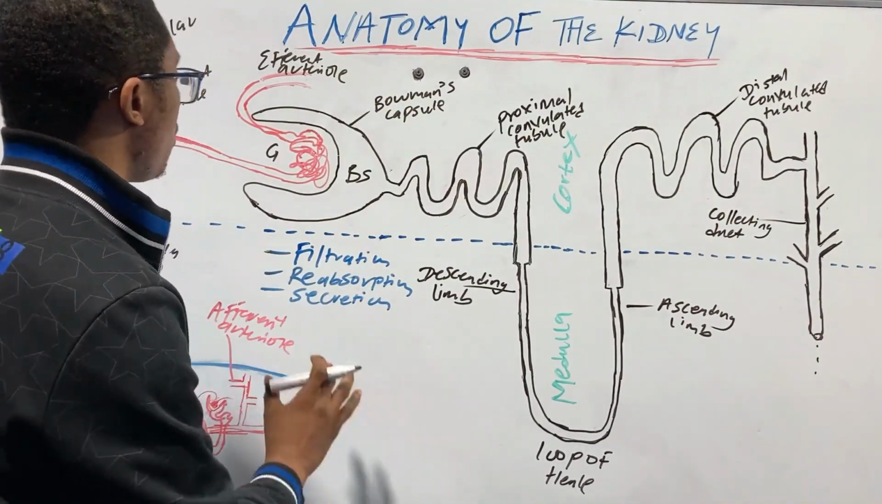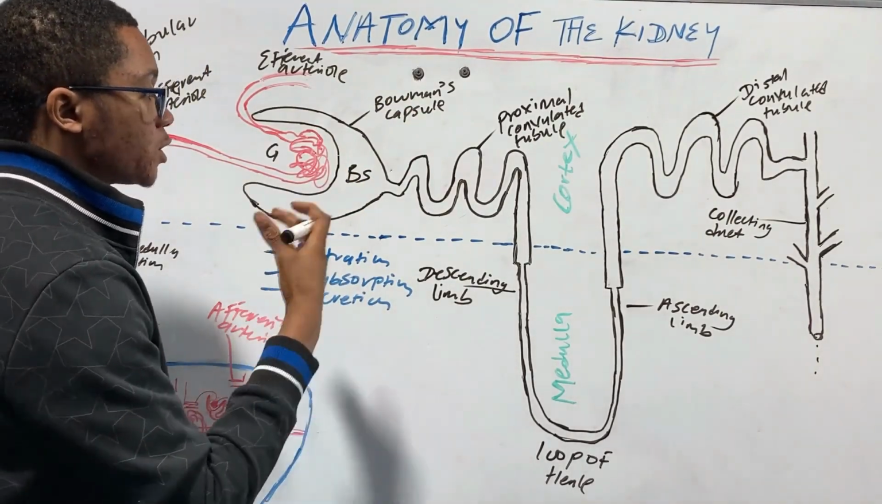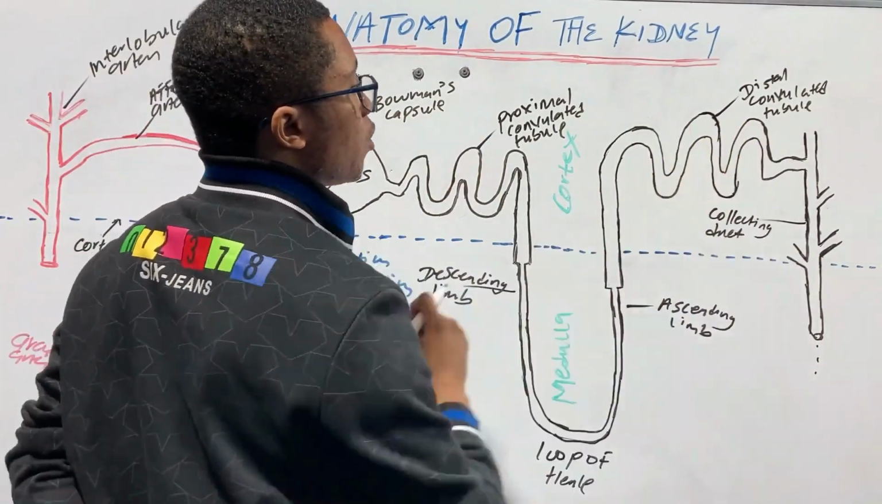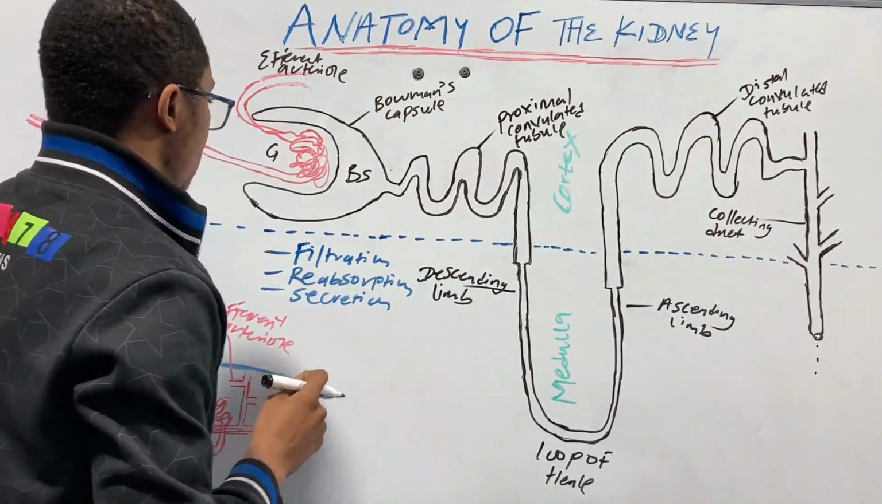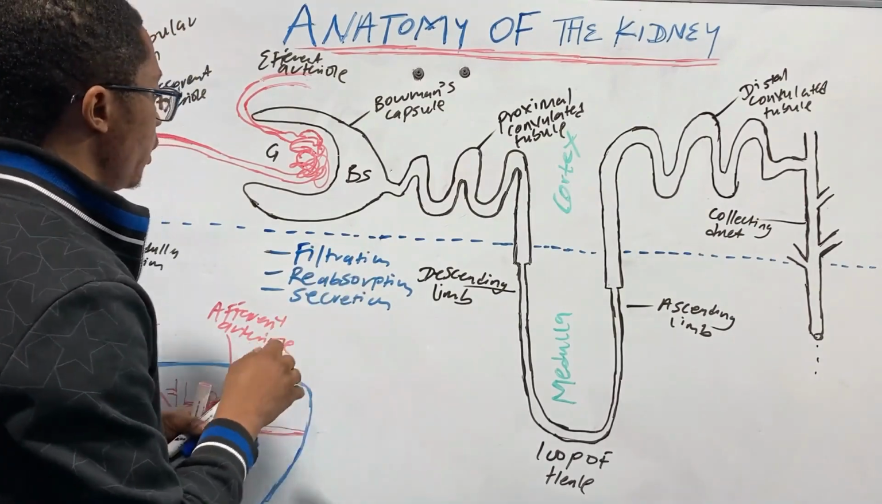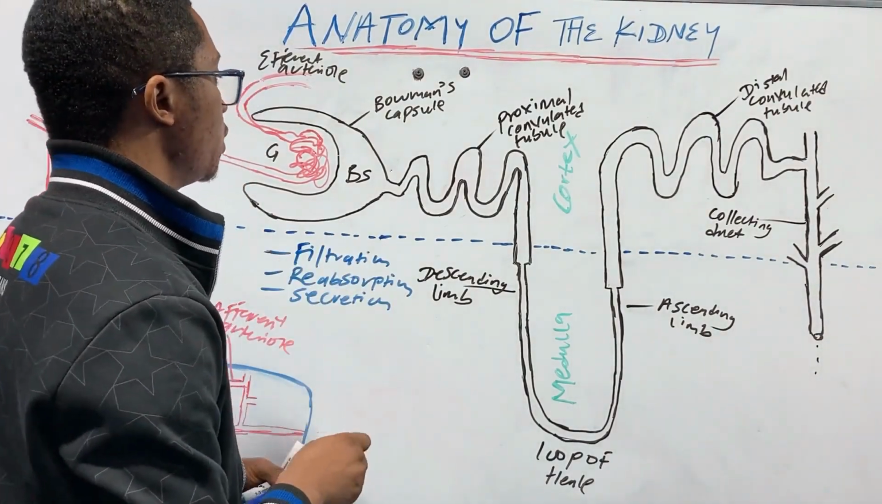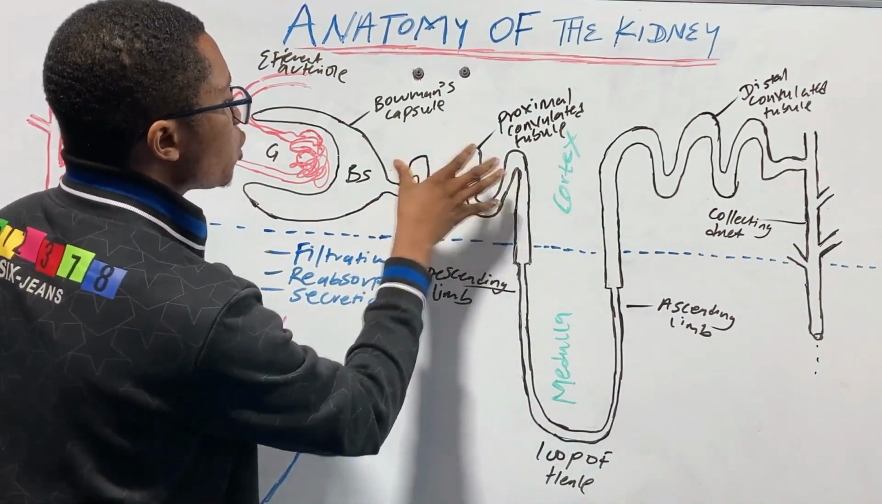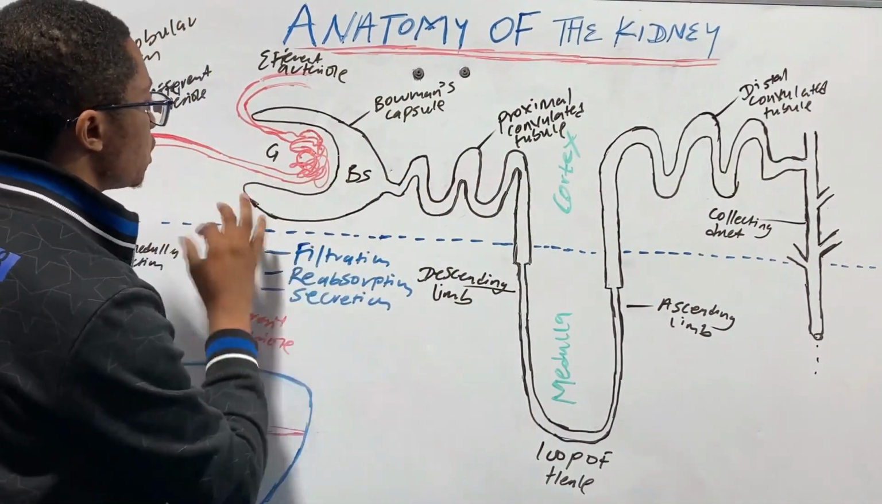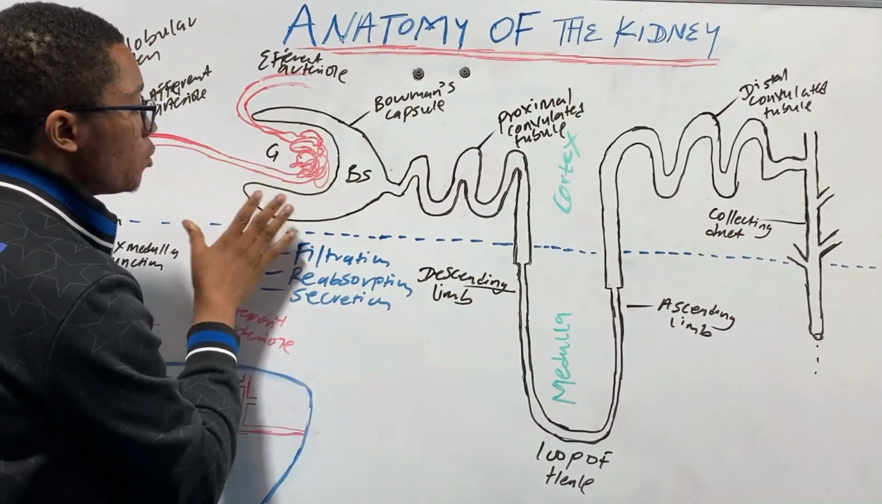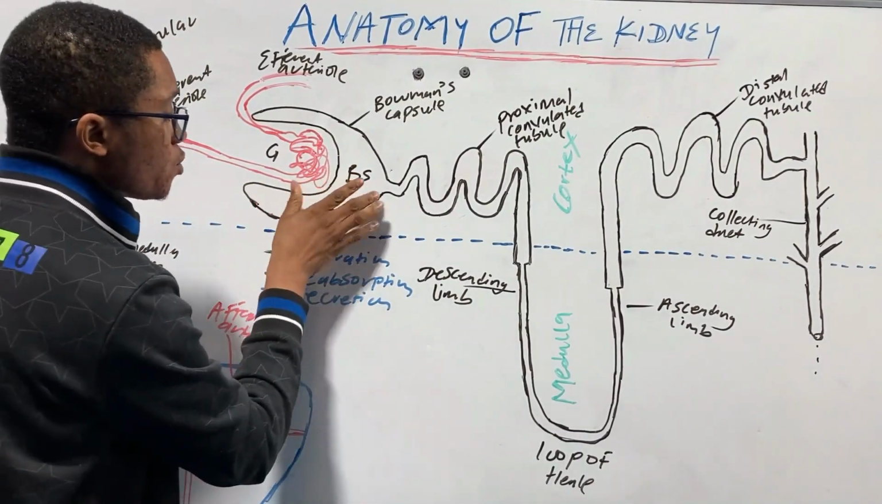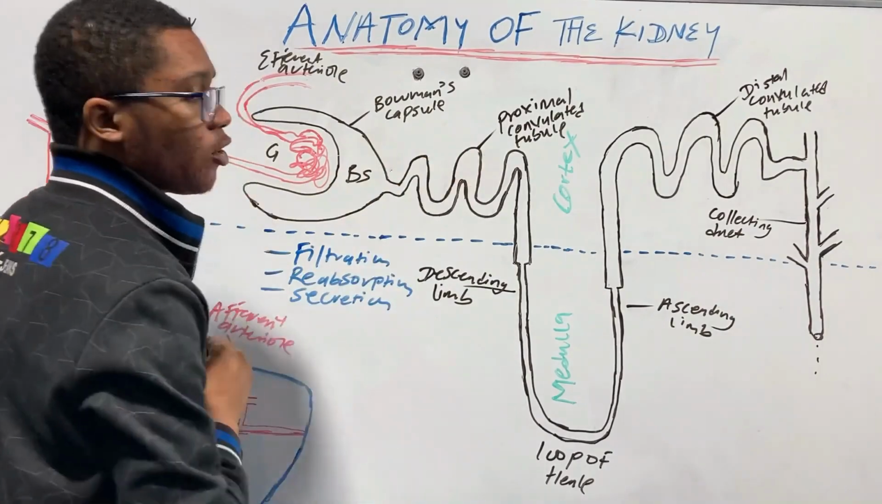These are the parts of the nephron, and filtration, reabsorption, and secretion occur here in the nephron. Filtration occurs in the glomerulus. Reabsorption and secretion occur in different parts of the nephron. Let's now go into the process of reabsorption and secretion. In the proximal convoluted tubule, the filtrates pass through the glomerulus into the Bowman's capsule, then through the urinary pole into the proximal convoluted tubule.